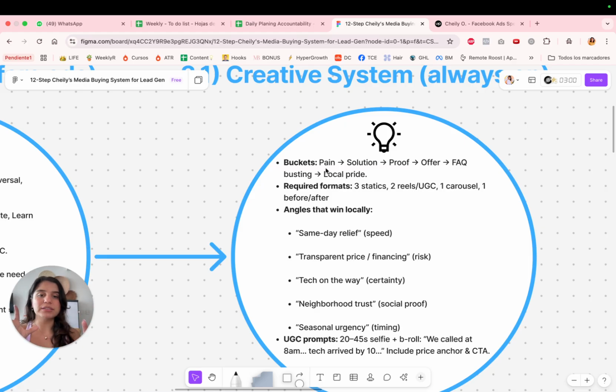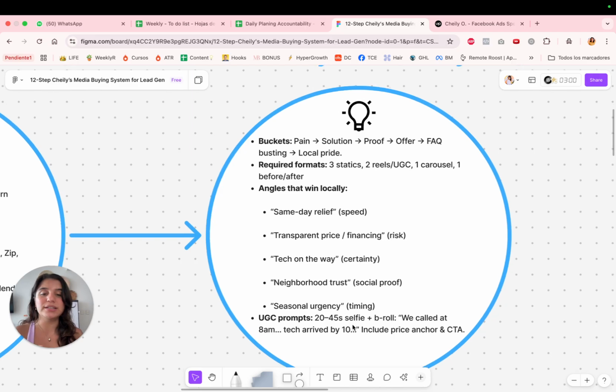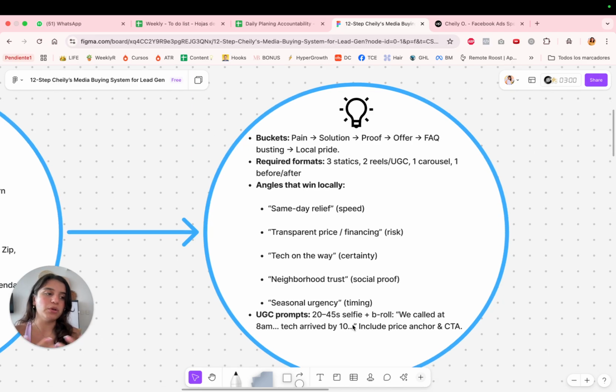Then for the formats, we need to create it in different ways. The first ones are static, reels or UGC, carousels, and before and afters. All of this is to make sure that we have enough creatives to test. We have different hypotheses, but until we try it, we don't know for sure what's going to convert. So the more different angles we have, the better. And some angles I usually suggest to win locally are same-day service, transparent prices or financing, takeaways, neighborhood trust, and seasonal urgency. So these are some angles to make sure people book more quickly.